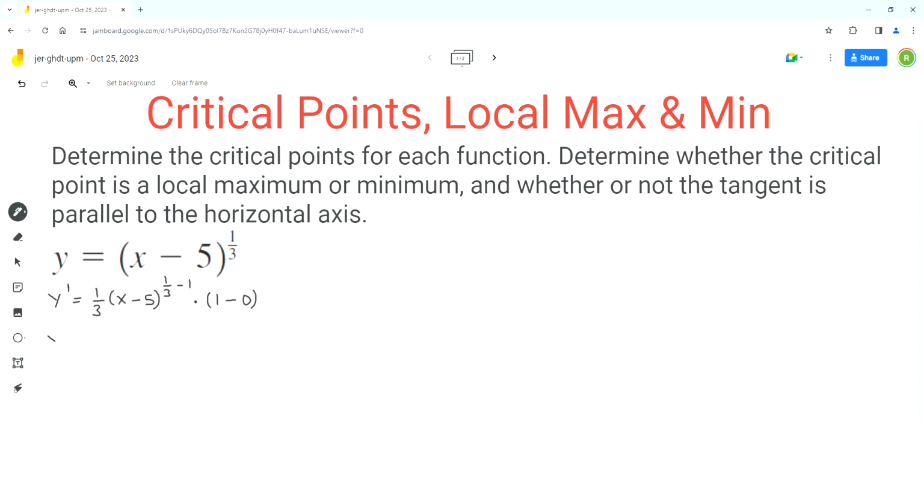Now we can simplify this expression. So in the exponent, we can do 1 over 3 minus 1, which is equal to negative 2 over 3. And then 1 minus 0 is 1, and multiplication by 1 doesn't change anything, so it goes away. Now in the next step, we can move x minus 5 to the denominator to make the exponent positive. So x minus 5 goes with the 3.